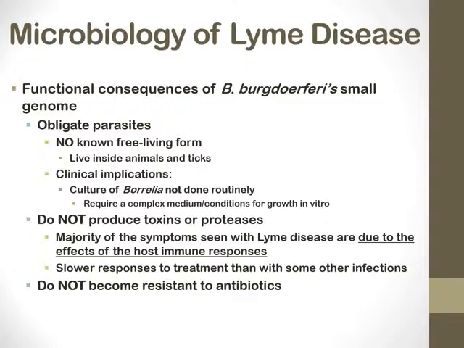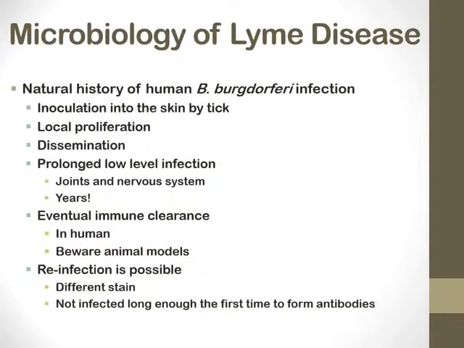Other clinical implications are that this organism does not produce toxins or proteases, and that most of the symptoms we see from Lyme disease are actually due to the host immune response. Lastly, but very important, the spirochete does not have the genetic wealth to carry certain enzymes that can inhibit the antibacterials that we use in clinical practice. We all know this is becoming increasingly important for organisms such as Staph aureus and Pseudomonas, as well as many others. But spirochetes such as Borrelia burgdorferi are not becoming resistant to antibacterials at this point.